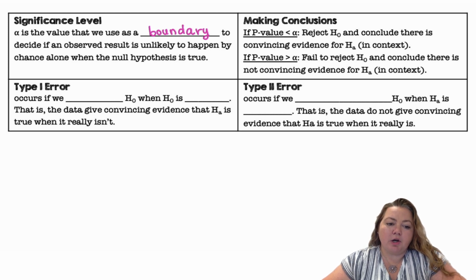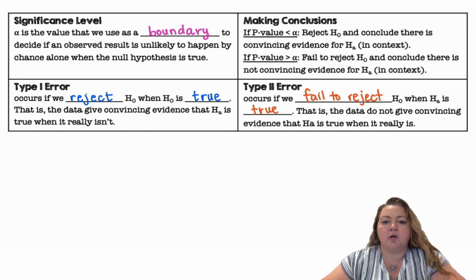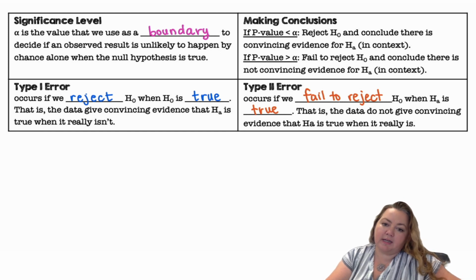A type 1 error occurs if we reject the null hypothesis when the null hypothesis is true. That is, the data give convincing evidence for the alternative, that the alternative is true when really it isn't. A type 2 error occurs if we fail to reject the null hypothesis when the alternative hypothesis is true. That is, the data do not give convincing evidence that the alternative is true when it really is.